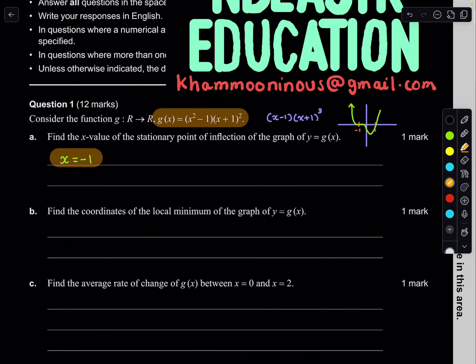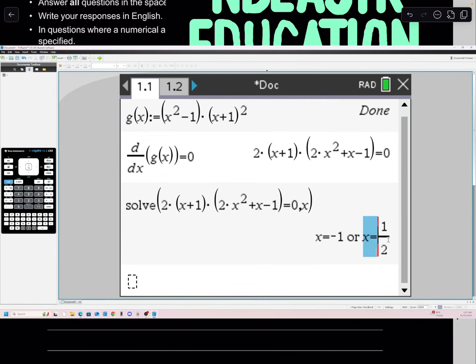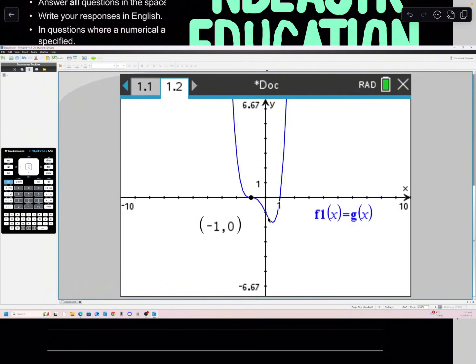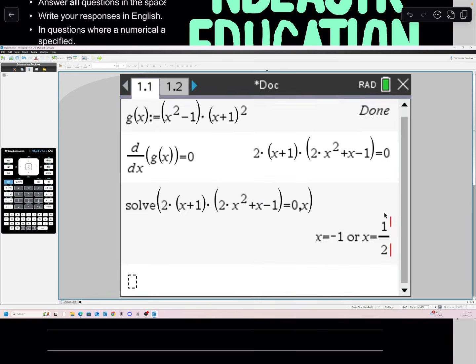Beautiful. Next question. Find the coordinates of the local minimum of the graph of g of x. It's only 1 mark, so we've actually just done that in our paper, haven't we? So we learned that when we derived it, we found that the stationary points are x equals -1, which we know is a stationary point of inflection, and x equals half, which is our local minimum turning point. So our x value is a half. But what about our y value? Because remember, we're talking about coordinates.